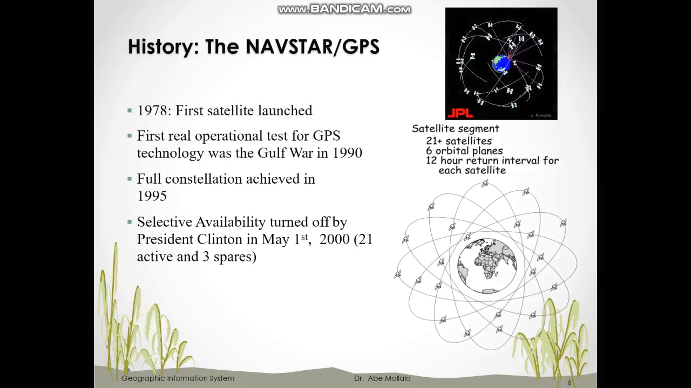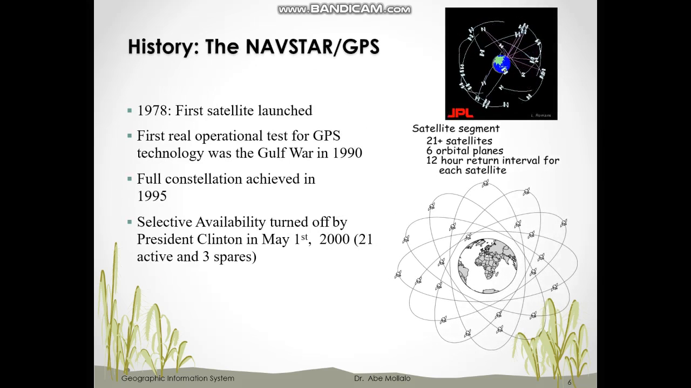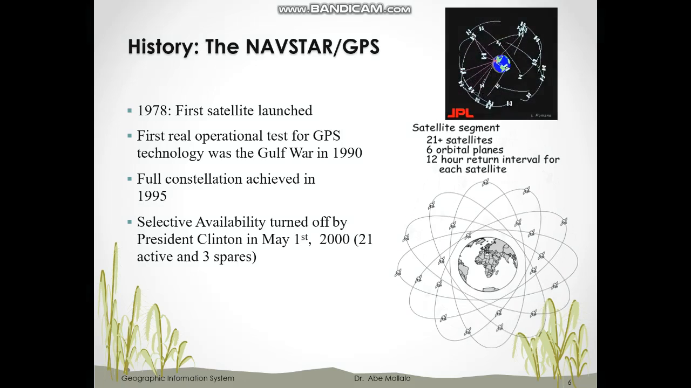So let's talk about the history of US NAVSTAR, or GPS, first. GPS is a system with 24 satellites, so these are satellites that orbit around the Earth. The first satellite was launched in 1978, and the operational test for the whole GPS system was actually during the Gulf War in 1990, and the entire system or constellation was completed in 1995. In the year 2000, 3 satellites were turned off by the order of President Clinton. Now we have 21 satellites active and 3 as spares. So that's the general history of US NAVSTAR, or GPS.